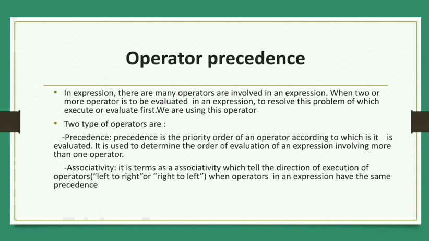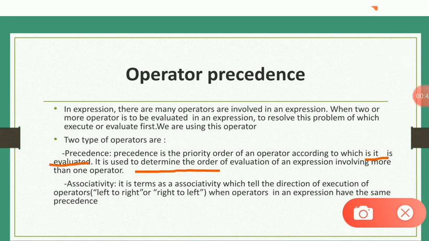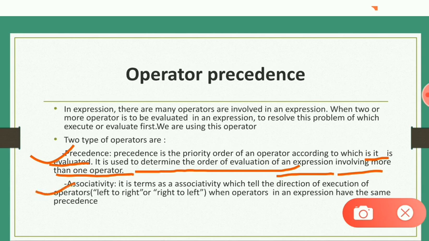This precedence is the priority order of an operator according to which it is to evaluate, means it is used to determine the order of the evaluation of an expression involving more than one operator. Means this precedence operator follow the BODMAS rule. Okay, and if an expression have the same precedence, at that time we need to use this associative operator.